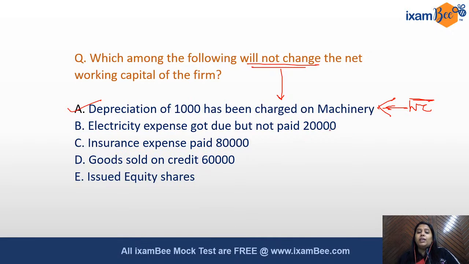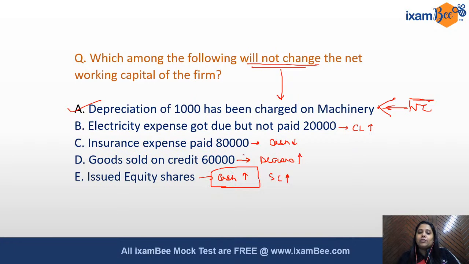If we talk about B, electricity expense got due but not paid. Here, current liabilities will increase, working capital will change. Insurance expense paid, current assets going down, therefore working capital will change. Goods sold on credit, again your current assets going up, therefore working capital would change. Issued equity shares, you will be receiving cash and your share capital will go up. Since current assets are going up, your working capital will change. So I hope that this is clear, why A is the correct answer.